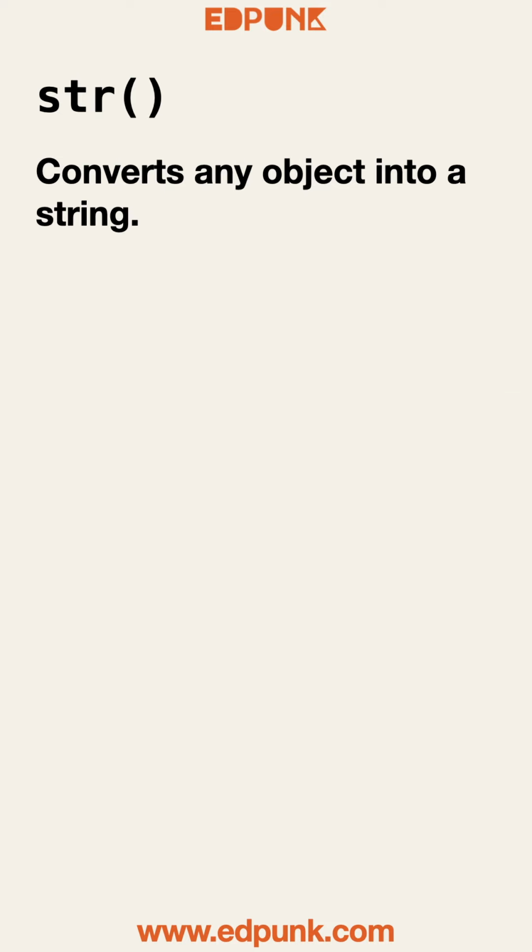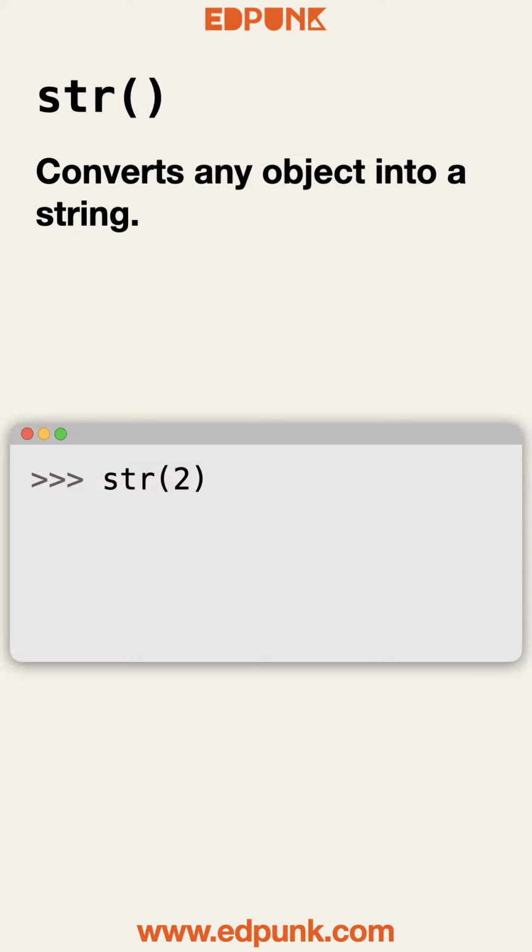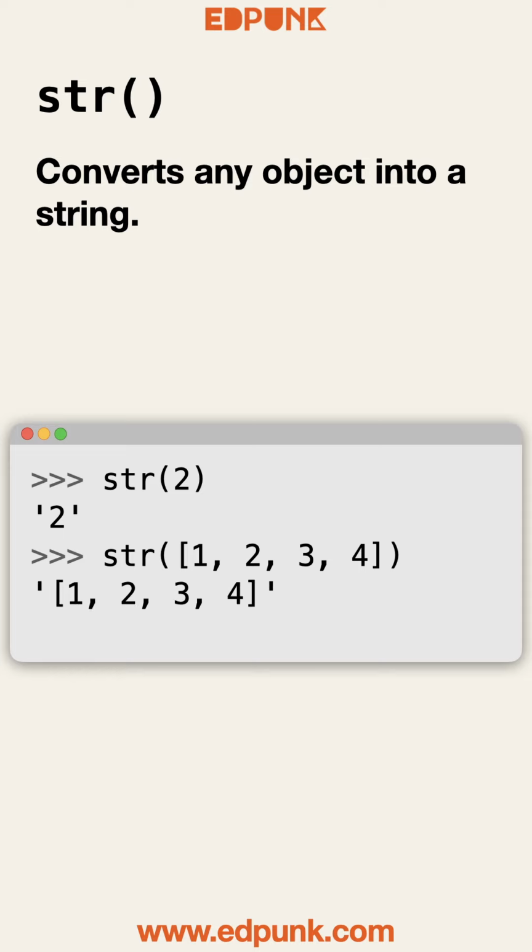The str function converts any Python object into the corresponding string. For example, the integer 2 is converted into a string containing the numeric character 2. A list containing some items gets converted into a textual representation of the list.